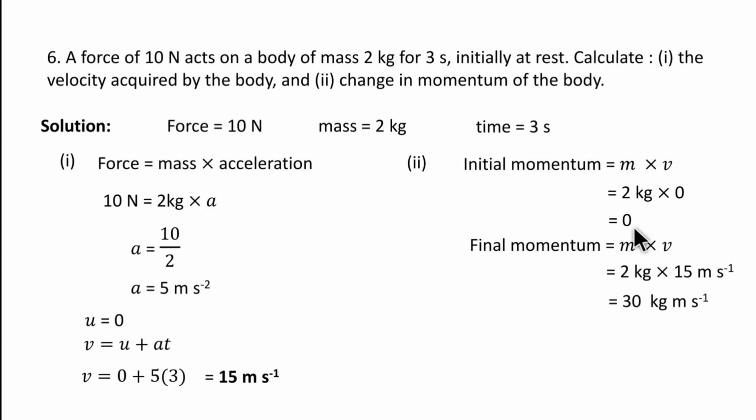So the change in the momentum of the body is equal to the final momentum minus the initial momentum, that is 30 minus 0, which is equal to 30 kg meter per second. So this is the required answer, that is the change in momentum of the body.